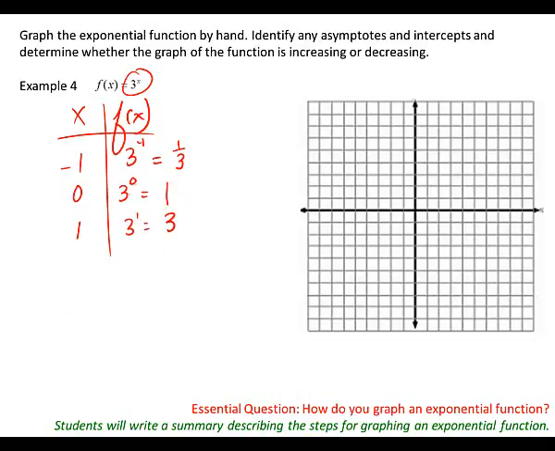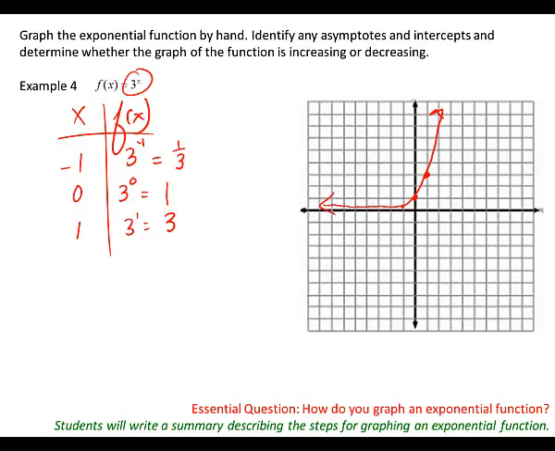So I'm going to plot those points: -1 and 1/3, 0 and 1, and 1 and 3. And we know that it's supposed to be flat and then increase, or it decreases and then goes flat. That's just the nature of the graph. Okay.